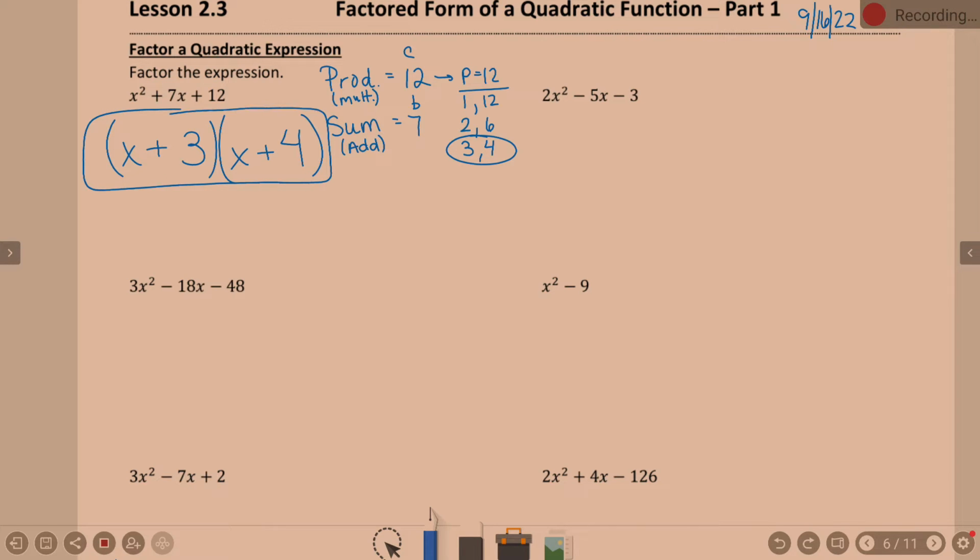Now, I wrote mine as x plus 3, then x plus 4. Could you write x plus 4 and then x plus 3? Yes, it doesn't matter which parenthesis comes first as long as you have the same two parentheses. Okay, questions?